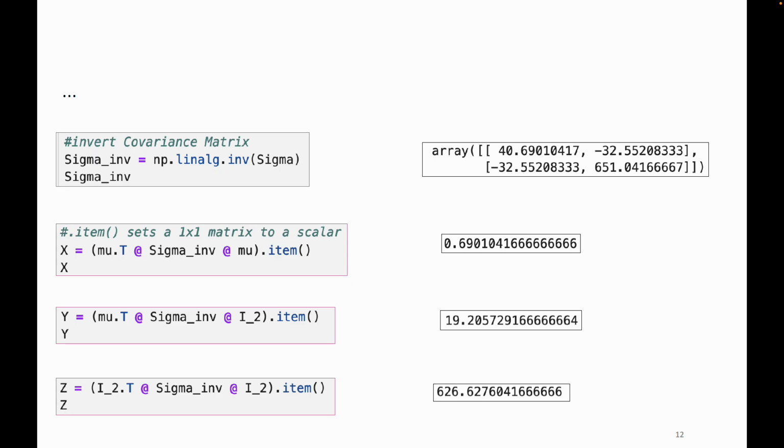Please. Sorry, just one question. Is there any reason why you don't use just a one-dimensional array for the mean and also the identity vector?